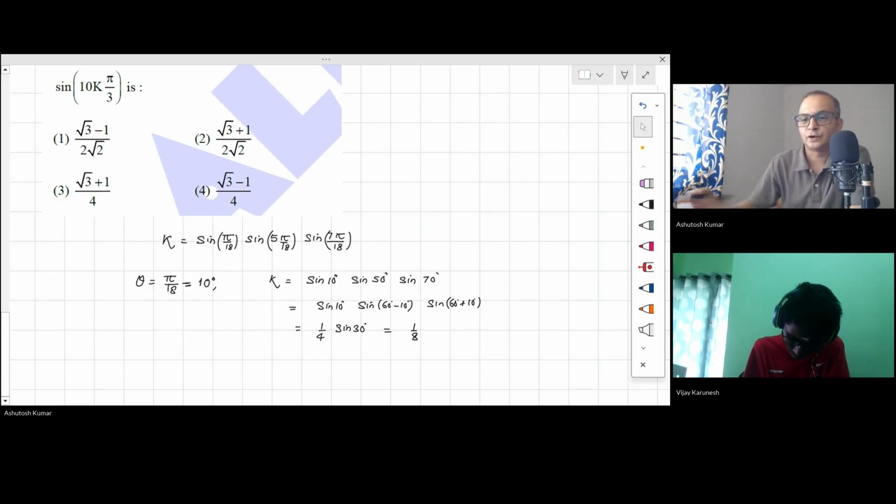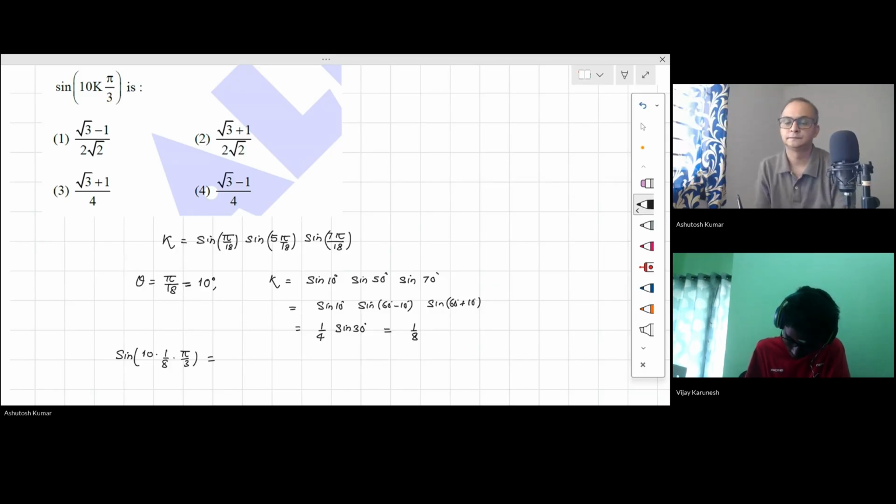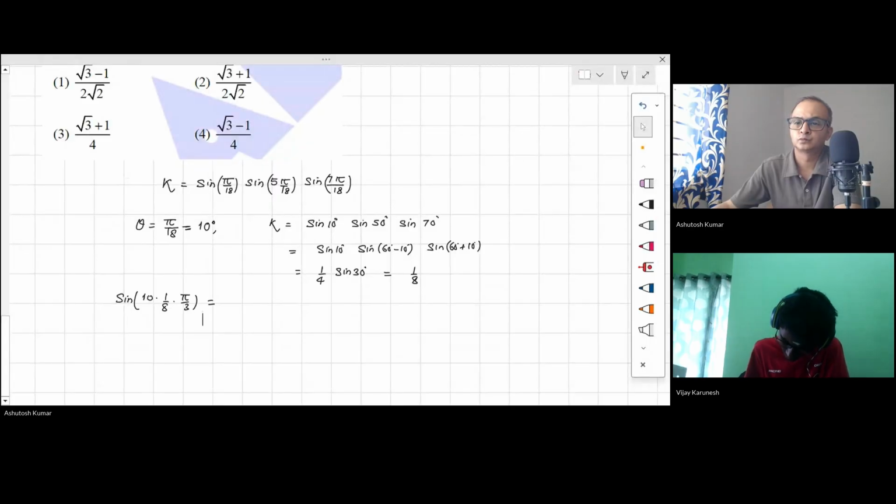Perfect. I'm actually happy that you have remembered this whole thing that I have taught you. Now K is what? 1 by 8, pi by 3. This will turn into sine 5 pi by 12.